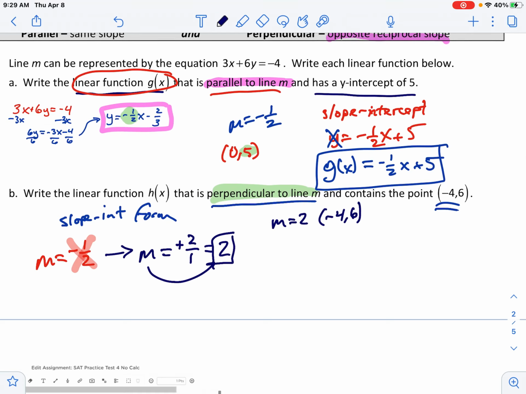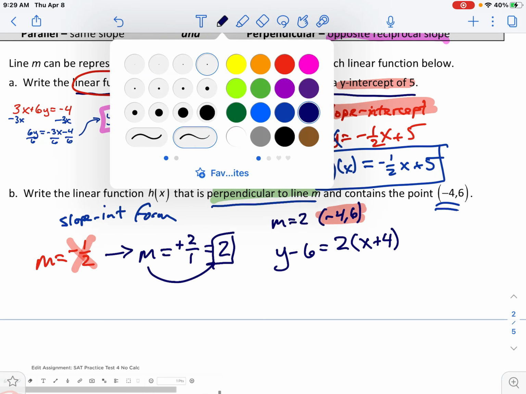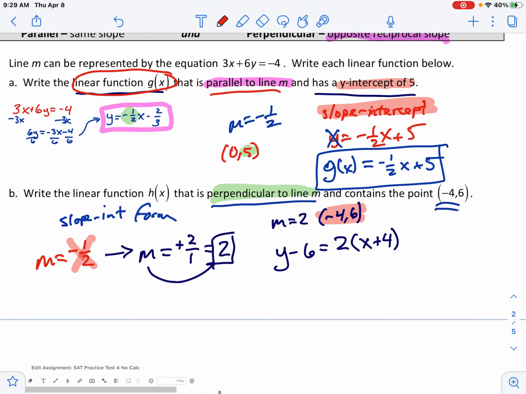Why do we want to go to point slope form first? Because we don't have a y-intercept. This is not a y-intercept. The only reason we went to slope intercept form right away in that last one is because we had a y-intercept. So point slope form says y minus the y value equals the slope times x minus the x value, which in this case minus a negative 4 means plus 4. That would be point slope form, sorry.